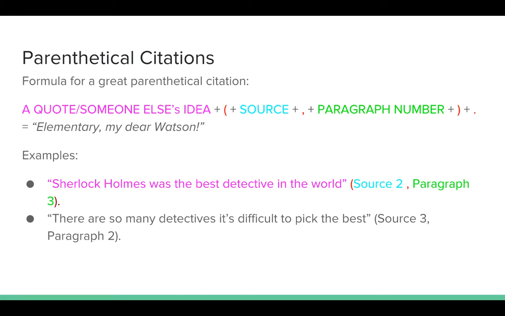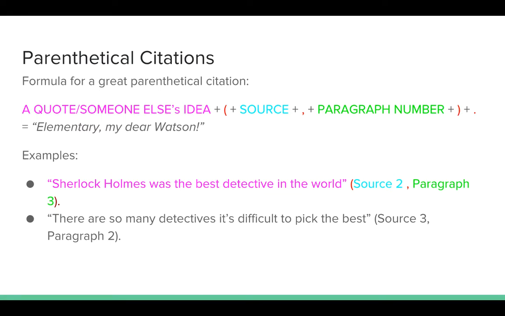But we've got a parenthesis. Then we've got the source, okay, so the source number again. We've got a comma, and then the paragraph number. So that comma is really important too. We're always putting a comma between our source number and paragraph number inside those parentheses. And then the closing parenthesis, and then the period. Okay, so that is what a parenthetical citation looks like.